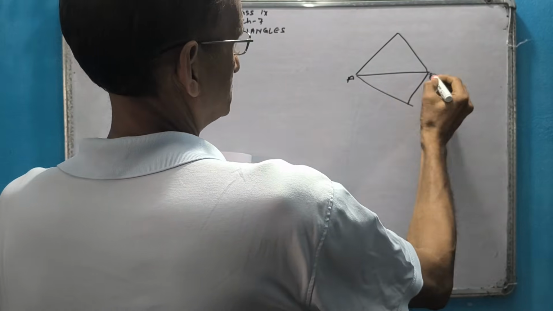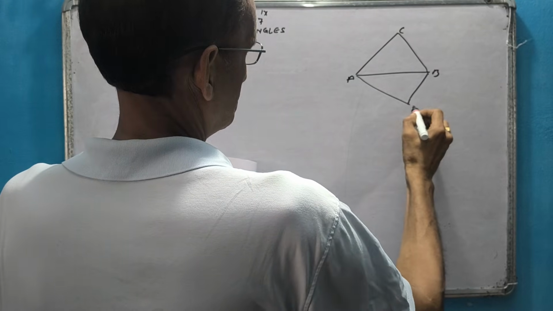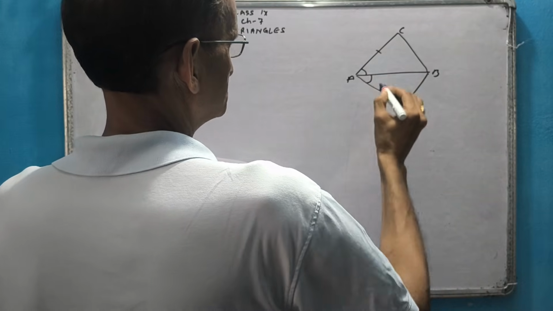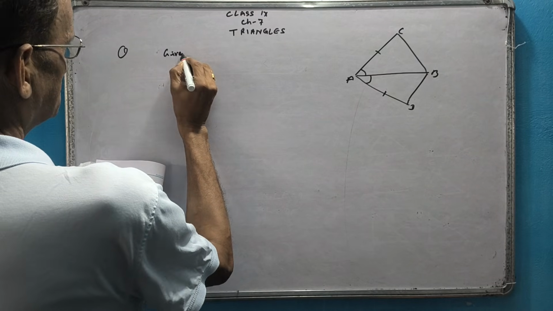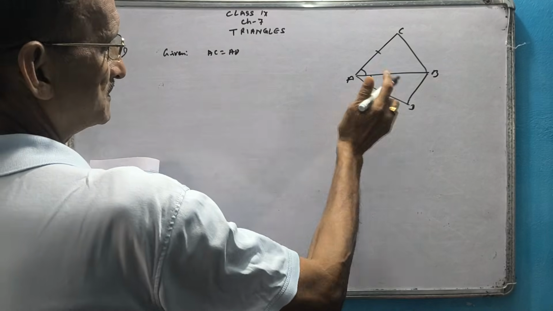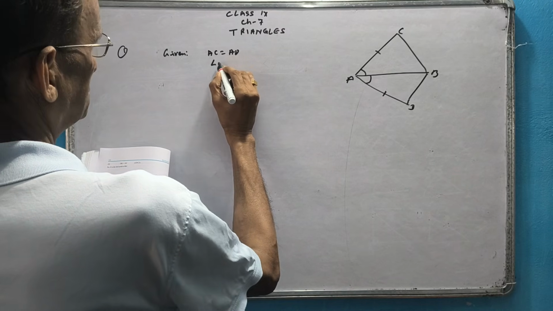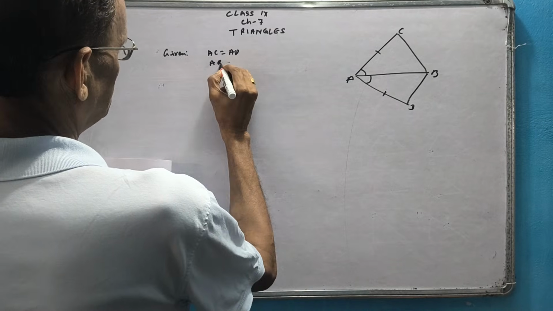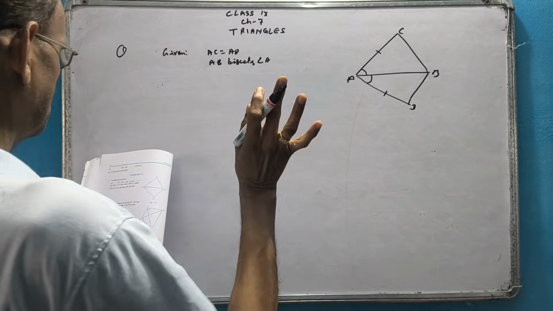Here given A, B, here C, here D. You can mark it. This is given, this is given. This mark has the meaning of equal. What is given? First you will write given. We have AC equal to AD, and AB bisects angle A. This is only given, okay?